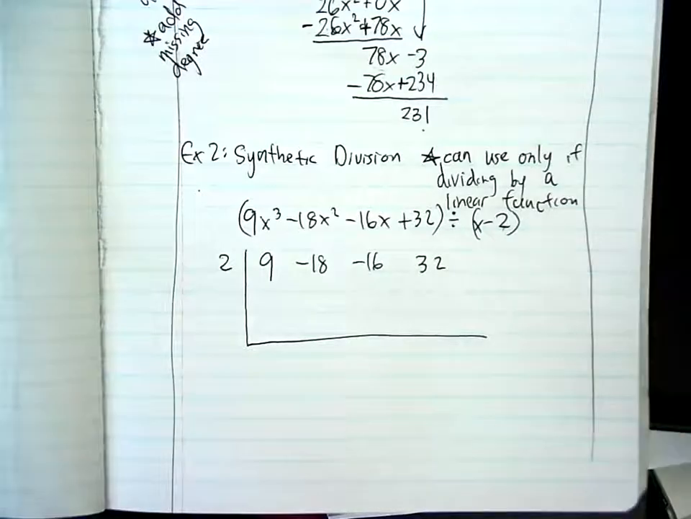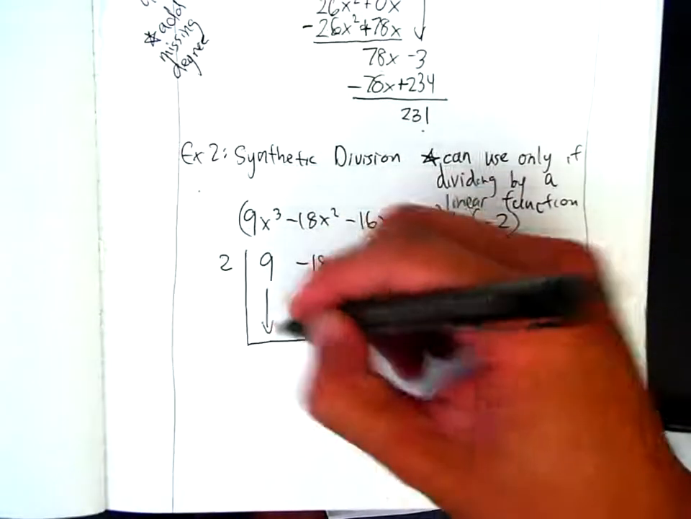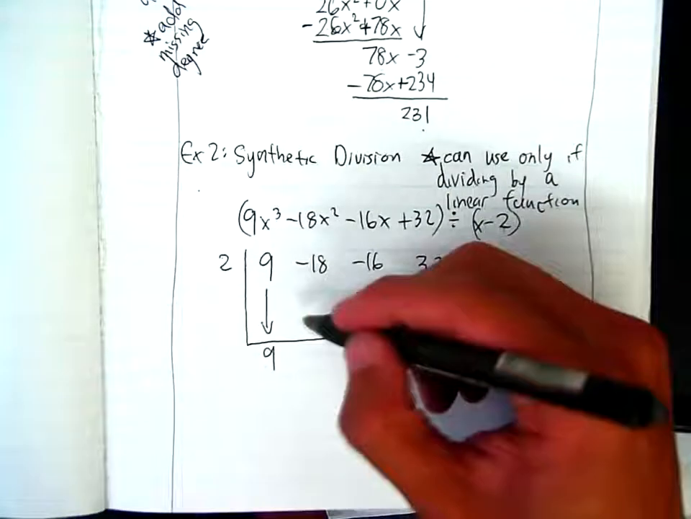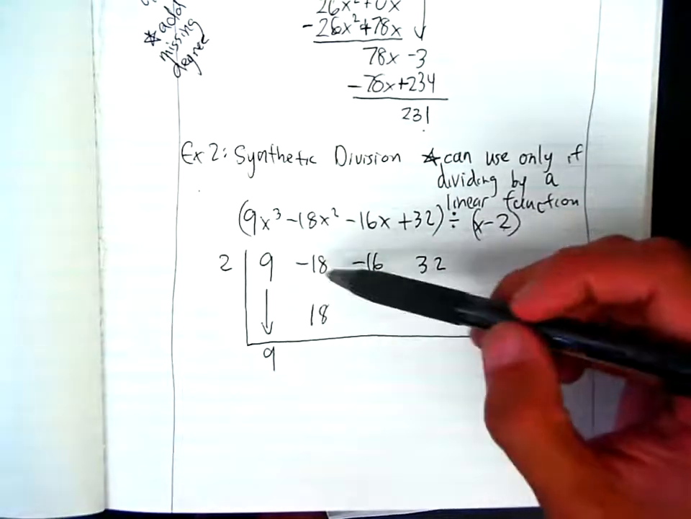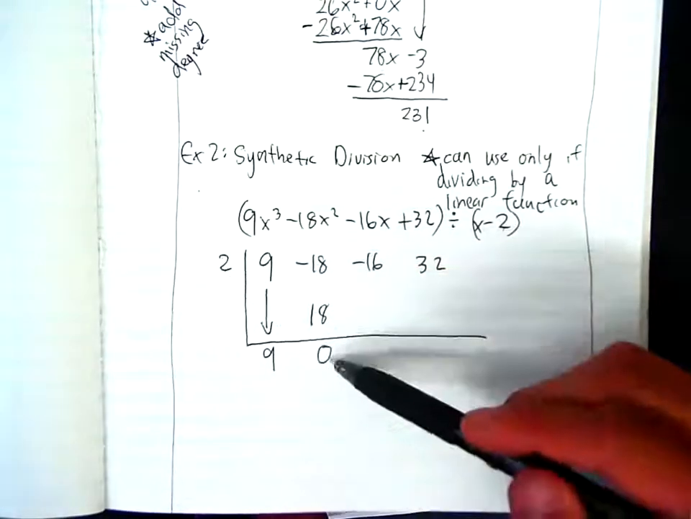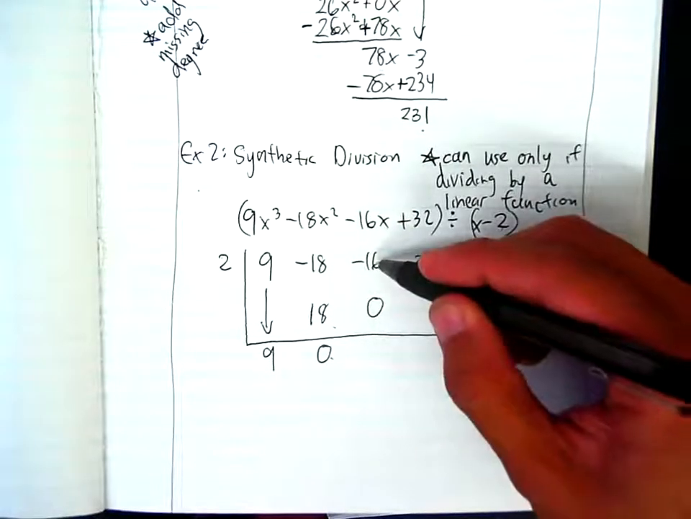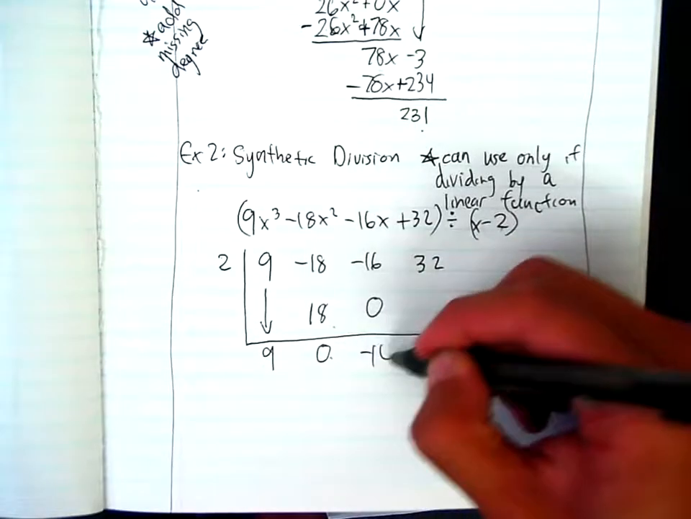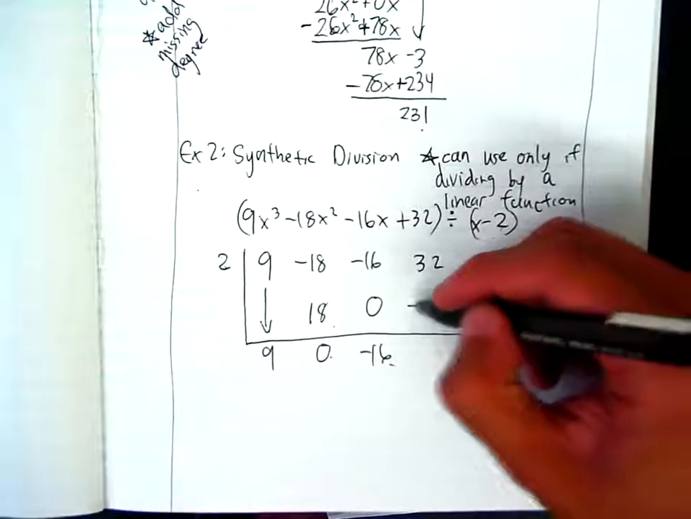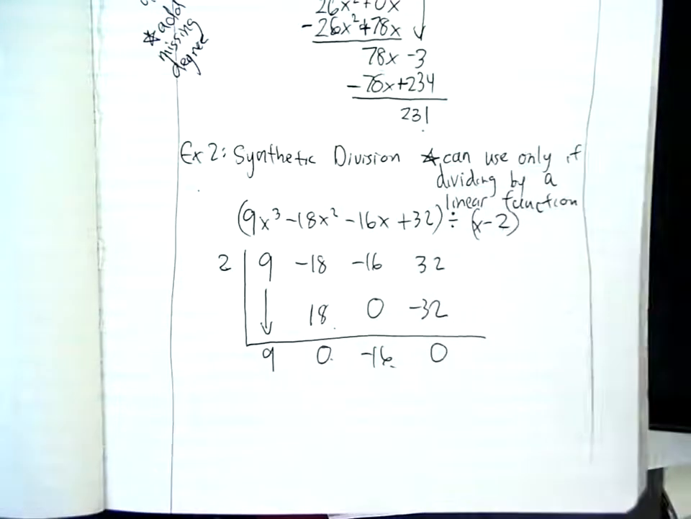Okay, so here are the steps. If you look at the notes, the first thing you do is bring down the 9. Then I'm going to multiply, so 2 times 9 is 18. Then I add, so negative 18 plus 18 is 0. Then I multiply again, so 2 times 0 is 0. Then I add, negative 16 plus 0 is negative 16. I multiply, so 2 times negative 16 is negative 32. Then I add, and it's 0.